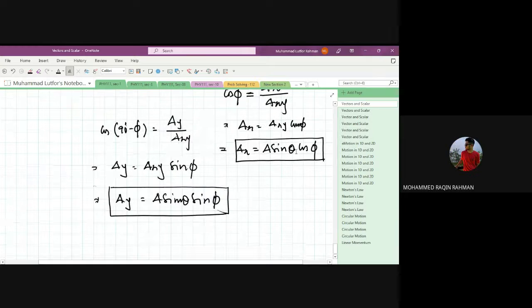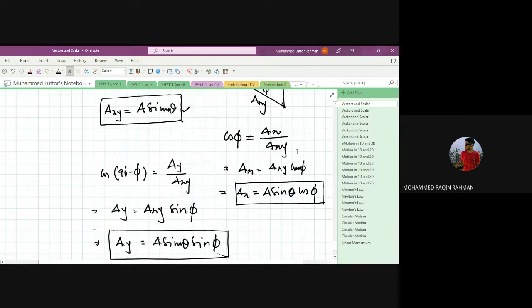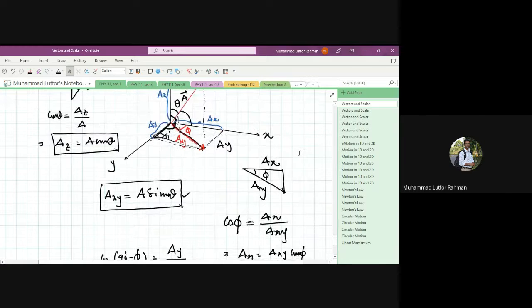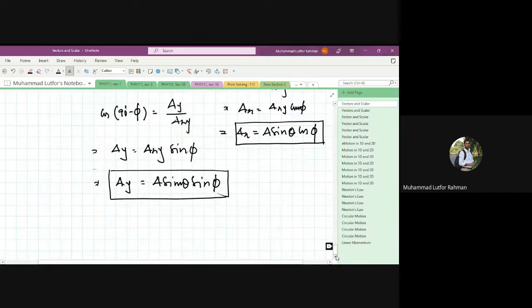So can you kindly show the AXY equal to A sin theta portion again? Which one? AXY equal to A sin theta, yes. This one. AXY. Yes, sir, this one. All right. Look at this. Then I have to draw again.